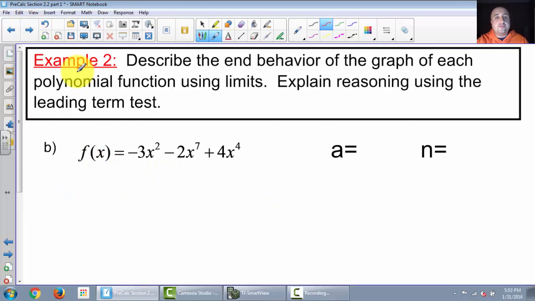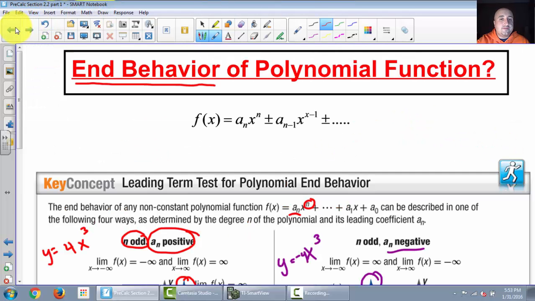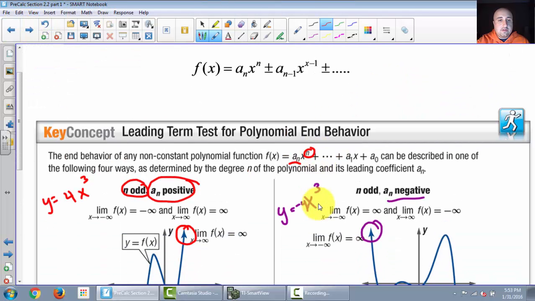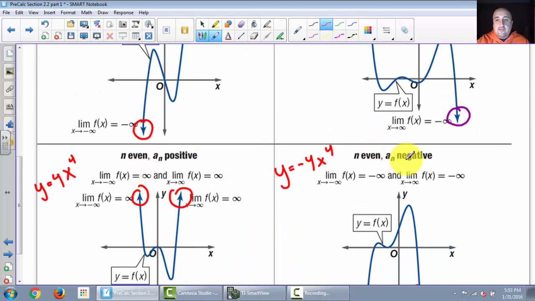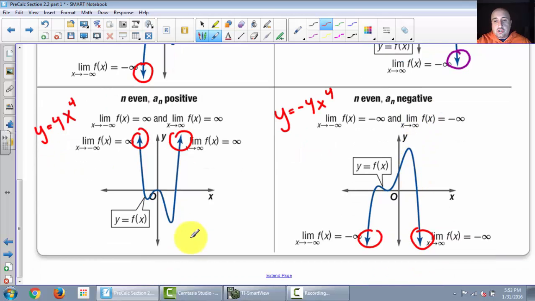All right, let's go to the next one. Here's a new equation, same exact question. Our number in front is a -3, so that is negative. And we have an even power of 2, so that is even again. So negative and even. Okay, so it should look like this. They should both go down towards negative infinity.